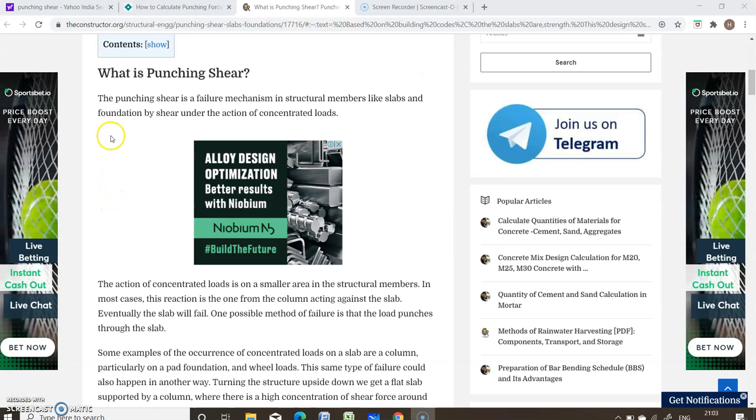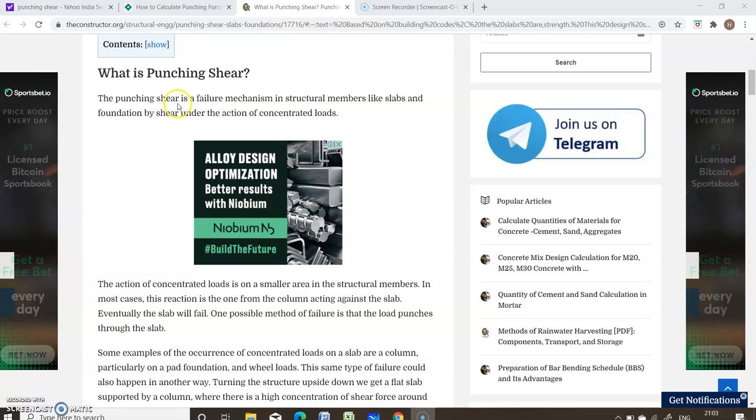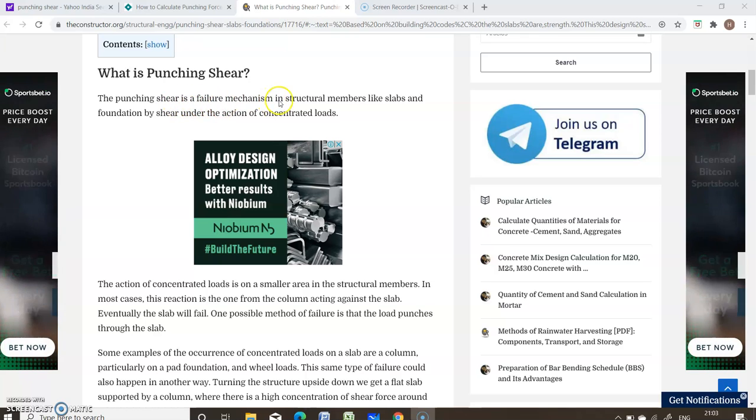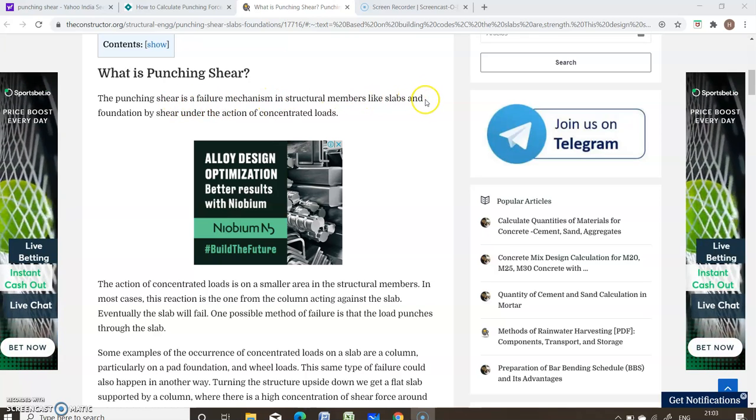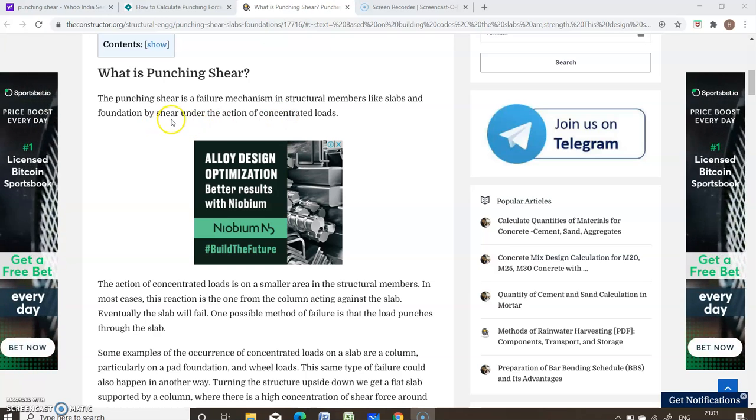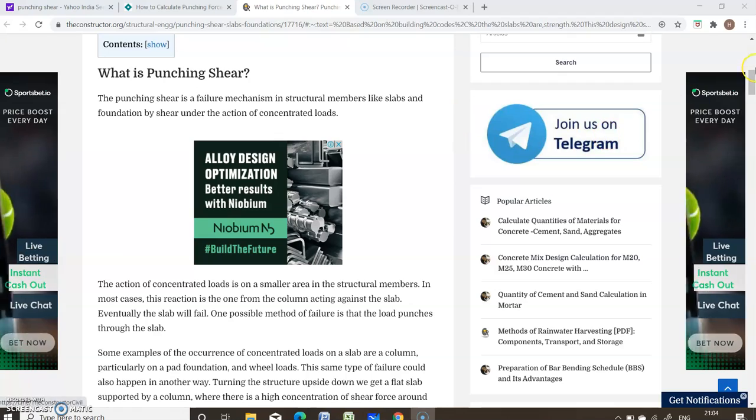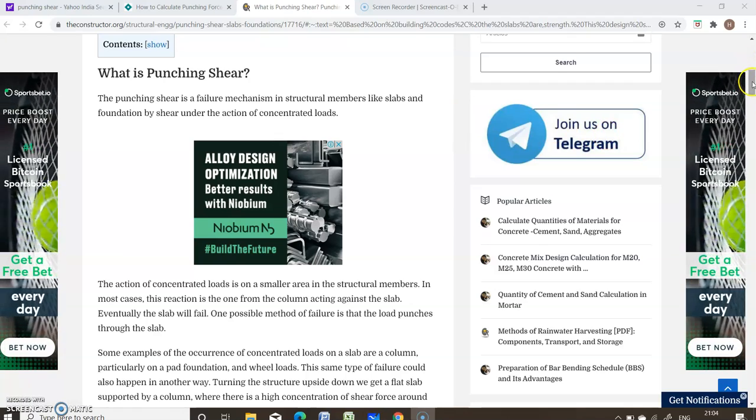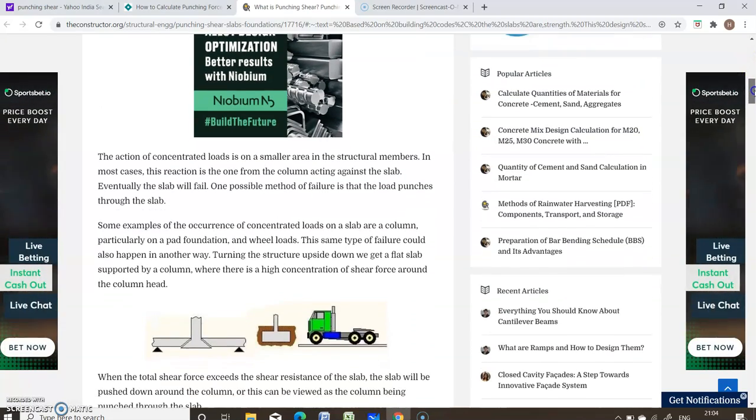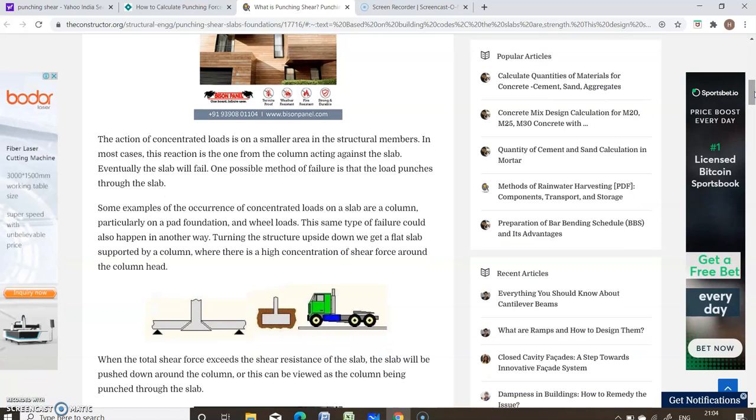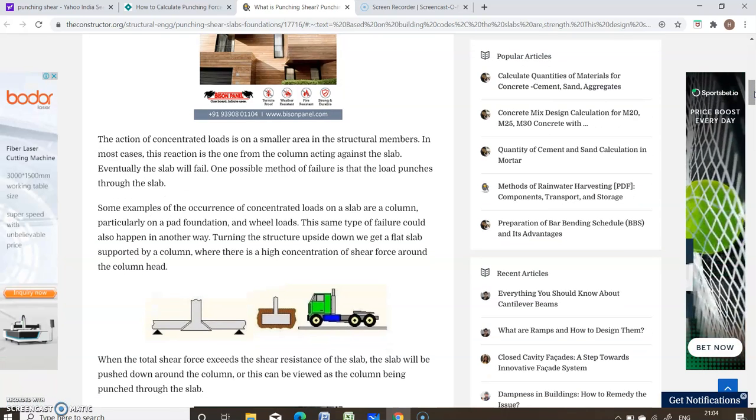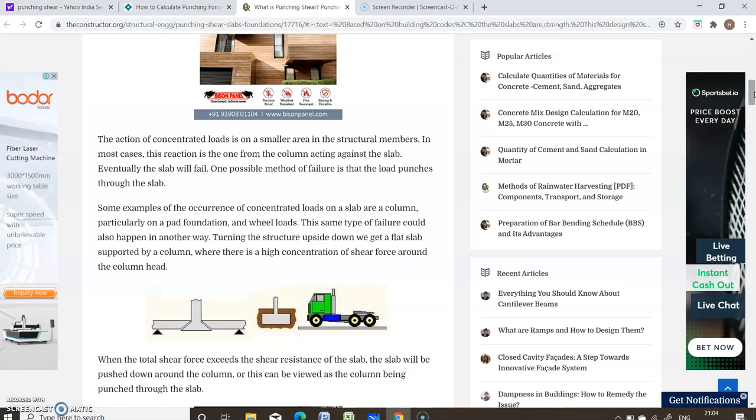Now we'll see what is punching shear. Punching shear is a failure mechanism in structural members like slabs and foundations by shear under the action of concentrated loads. So the action of concentrated loads on a smaller area in structural members will lead to the failure of the structural member by shear. This is known as punching shear.